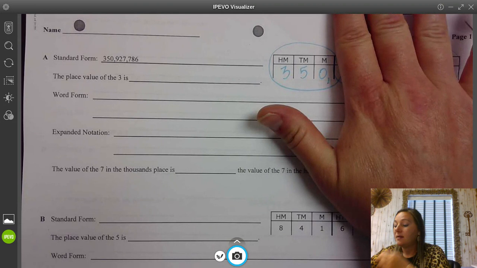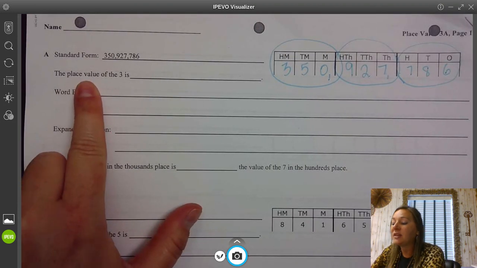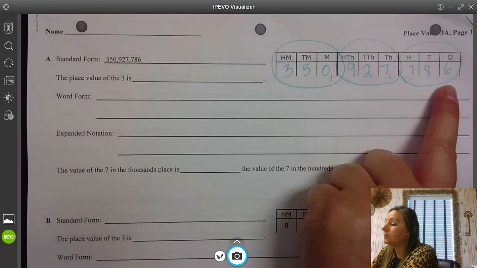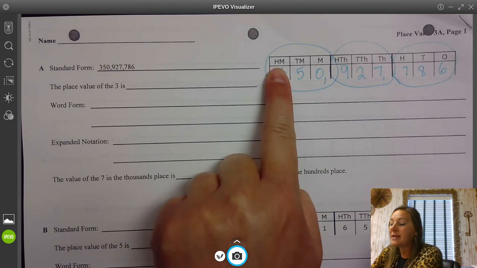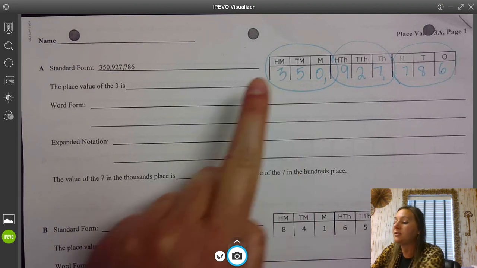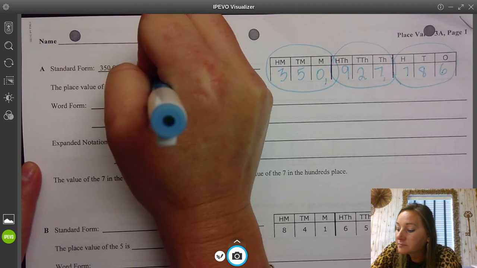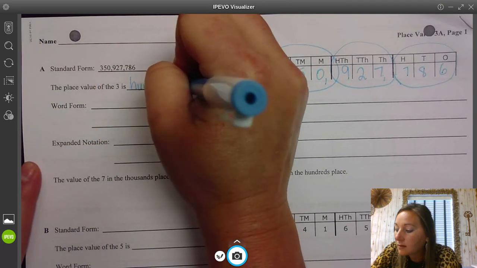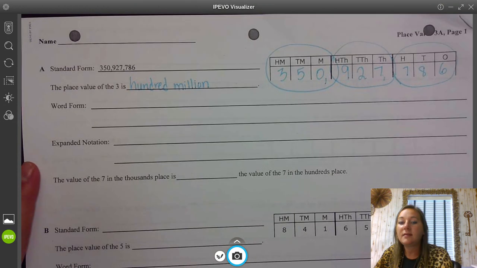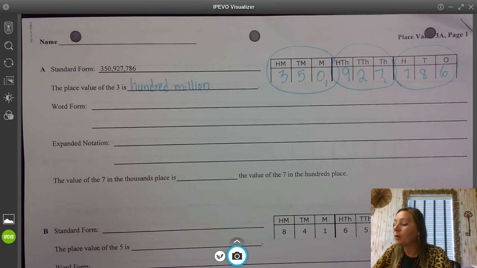All right, it asks us, the place value of the 3 is, there's a 3, and look at your place value chart. It's in the 100 millions place.